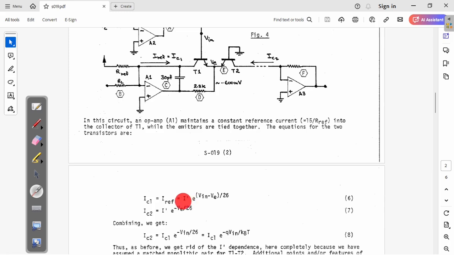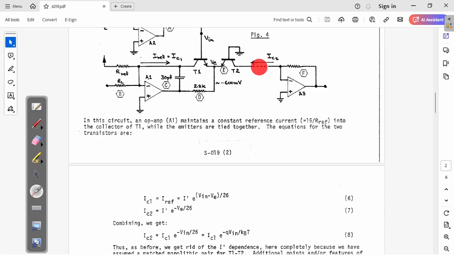So you can get rid of I prime, and IC2 is equal to IC1 times exponential of minus V in over 26. Here you can clearly see that V in is being exponentiated. The collector current here is equal to some constant, which is IRF, times exponential of minus V in divided by 26. V in again is the one that varies by 18 millivolts.